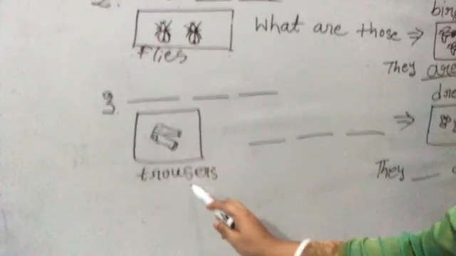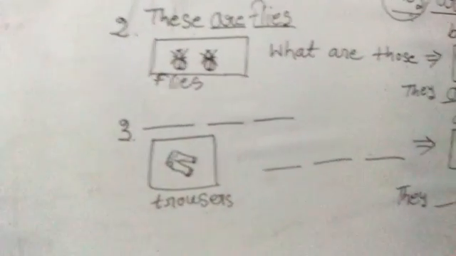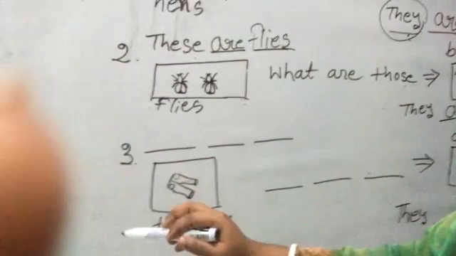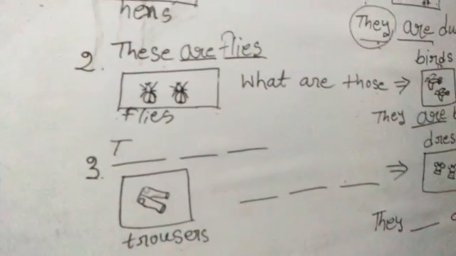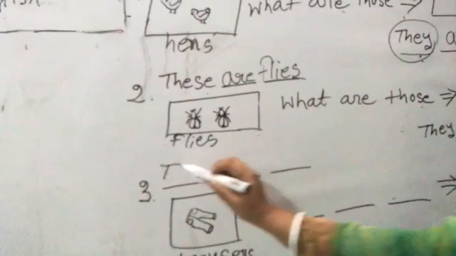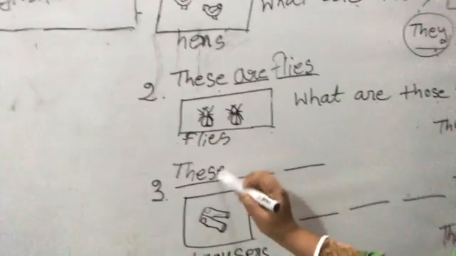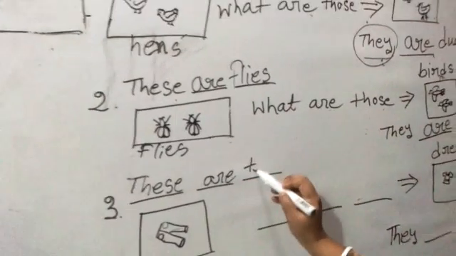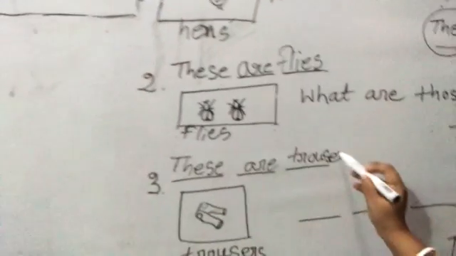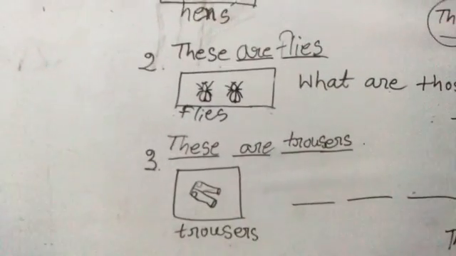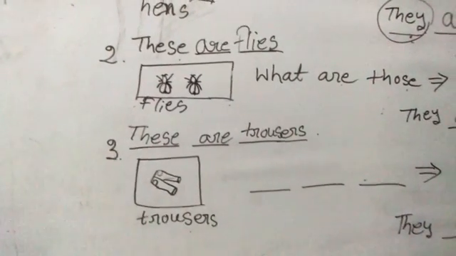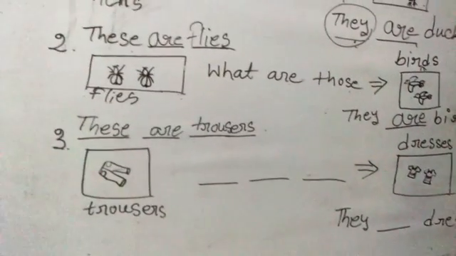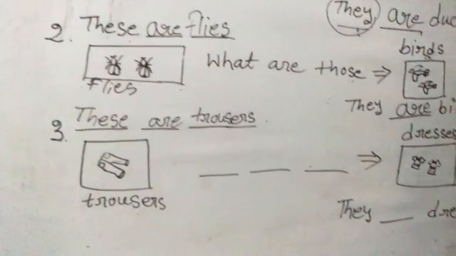This is the picture of trousers. What's the picture? It is the picture of trousers. So I will write, do you think that trousers? So these are trousers. Do you know what trousers are? The long pants, sometimes of cardigans, or sometimes of jeans. So these are trousers. Okay.